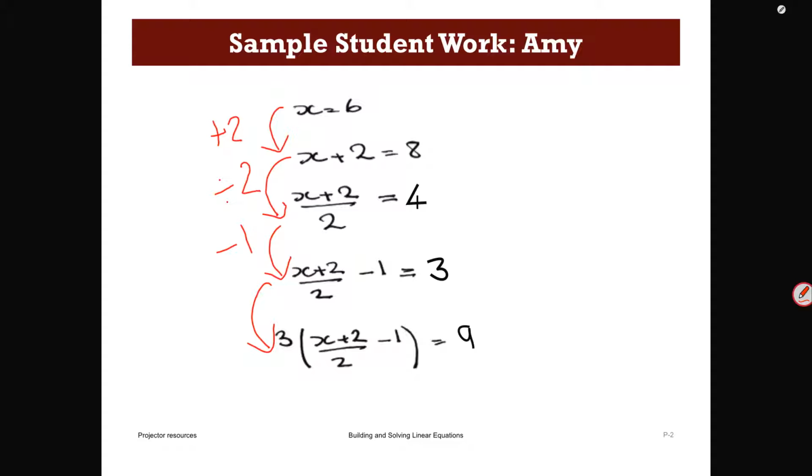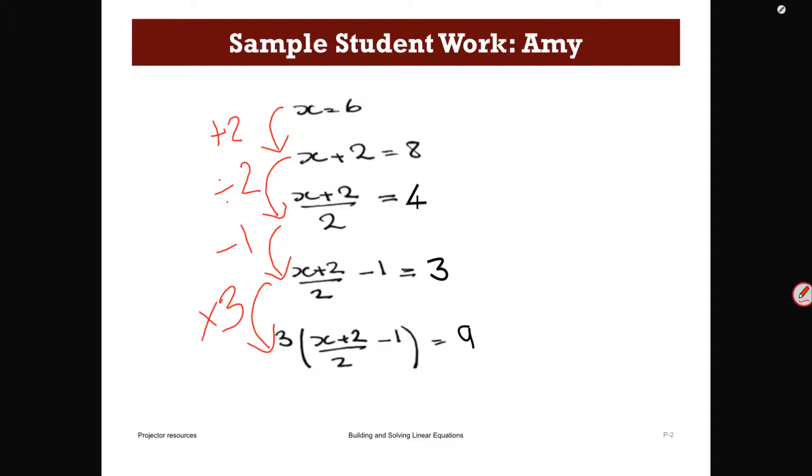What did you do to get from here to here? Anybody else? You both start again. She multiplied by 3. Good. She multiplied this side of the equation by 3 and this side of the equation by 3. Notice that she used parentheses and multiplied the entire thing, right?